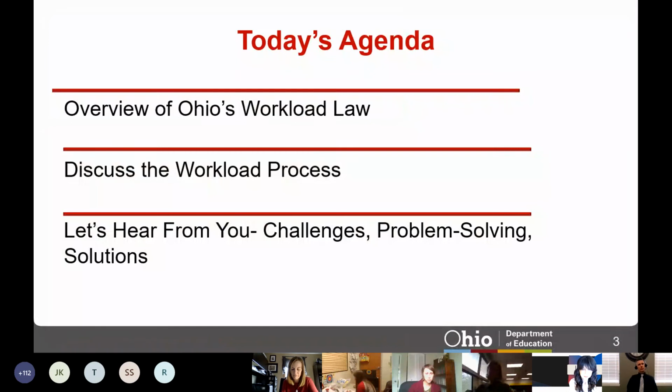All right, so today we'll overview Ohio's workload law, and then we will talk about some of the highlights for the process. And then we will hear from you guys in terms of some of the challenges, some of the things that you guys are doing to problem solve those challenges, and then some of the solutions, some of those strategies that you guys implemented to help you achieve that desired workload determination.